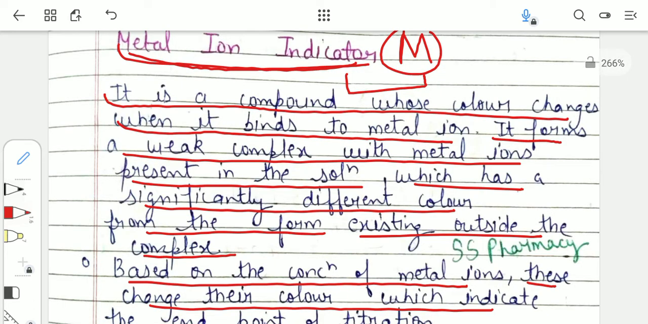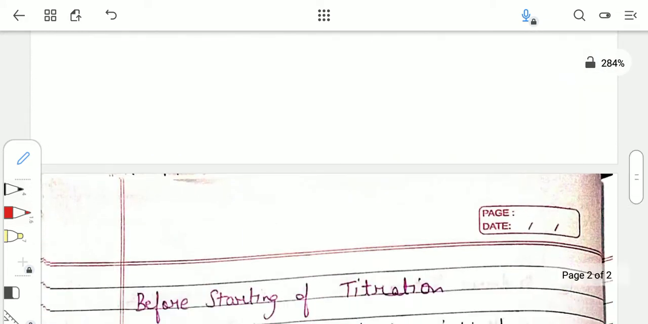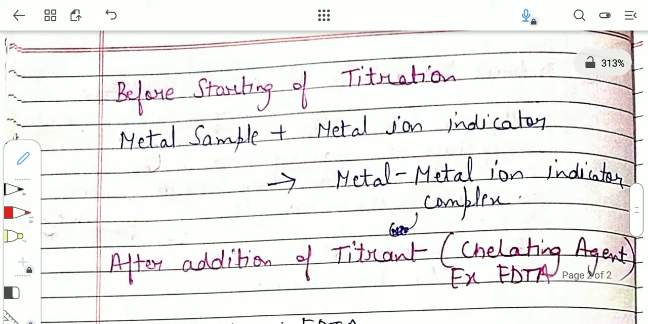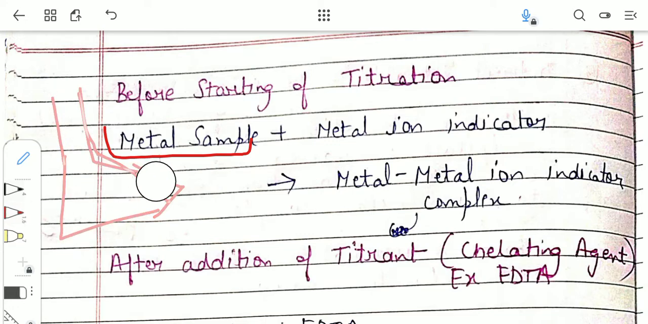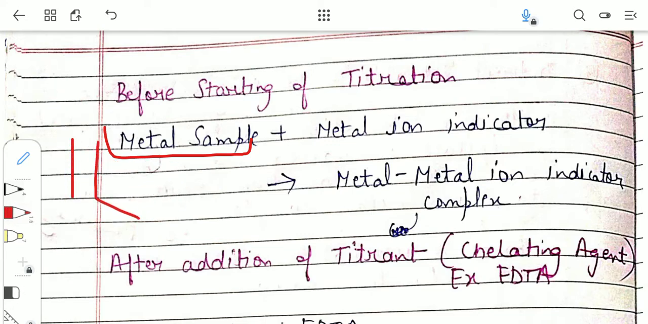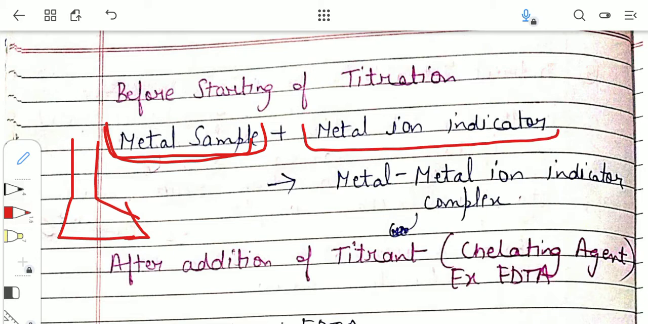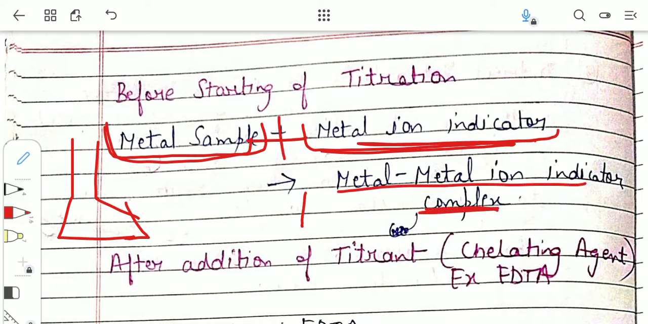Now let us understand how exactly they work. Before the titration is begun, in our conical flask, what do we have? We have our metal sample along with our metal ion indicator. So this metal ion indicator will form a complex with the metal ions in the sample, and that complex will have some different kind of color. This is our first color, or the primary color.